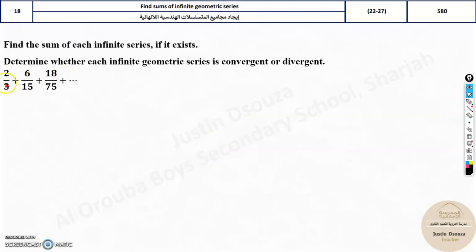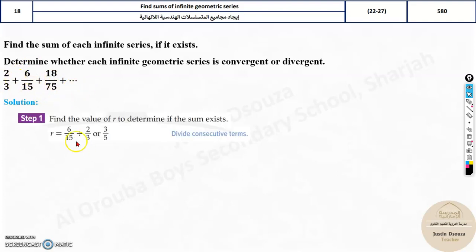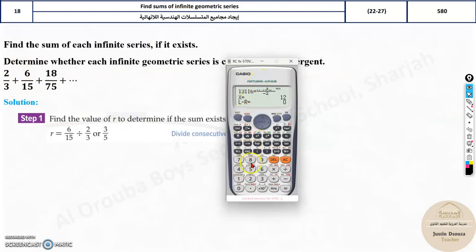Now we will see a problem. Look at this. These are the terms given. First step is to find the r value. How do you find r? Term 2 divided by term 1. You can use your calculator directly and find it. So you just have to do 6 divided by 15, and again you can simplify this to 2/3. The answer is 3/5. 3/5 means 0.6.